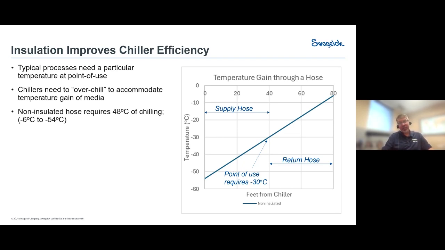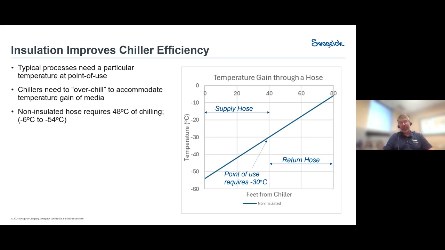In this example that we did, the point of use temperature that this particular tool needed was minus 30 degrees Celsius. So the chiller's job, of course, is to start this coolant off at a temperature that will then provide that coolant at the tool, at the point of use, at minus 30 degrees Celsius. And this particular line was 40 feet long. So as we move away from the chiller, which is our x-axis in this case, when we get to 40 feet, that's where the particular tool is. We then, of course, have a return line that's also 40 feet. So after 80 feet of flow, we're back at the chiller.